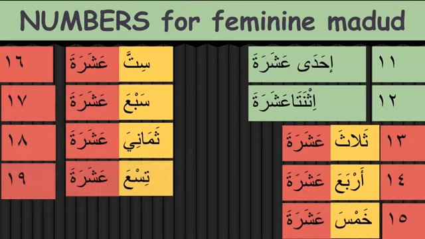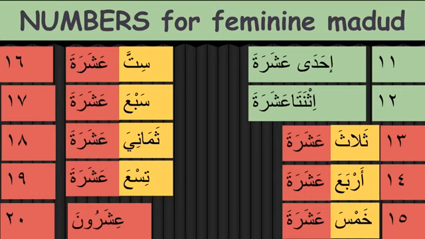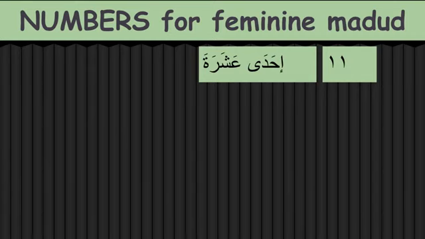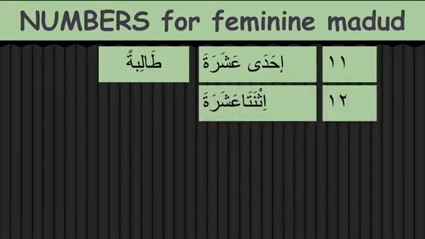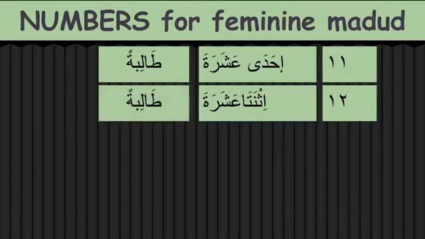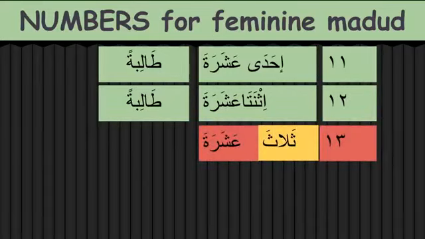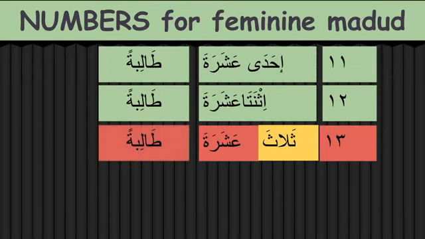thamaniya ashara, tis'a ashara, ishrun. So ishrun remains ishrun for masculine and feminine. So the rest everything changes from 13 to 19. Let's give an example. So you say ihda ashara talibah. See, talibah again tamiz singular indefinite mansoob noun from 11 to 20 what we are learning today. So ithnata ashara talibah. So in 13 things change. Thalatha ashara talibah. So the first number will be opposite to the thing counted.